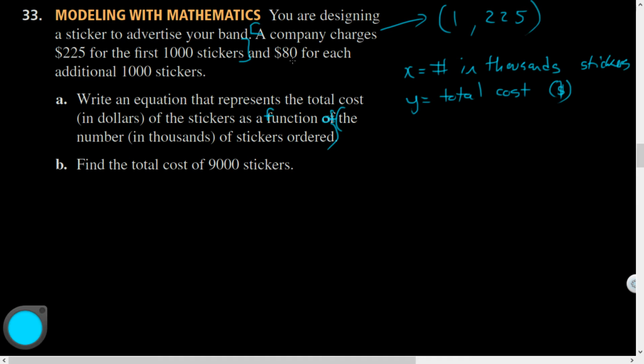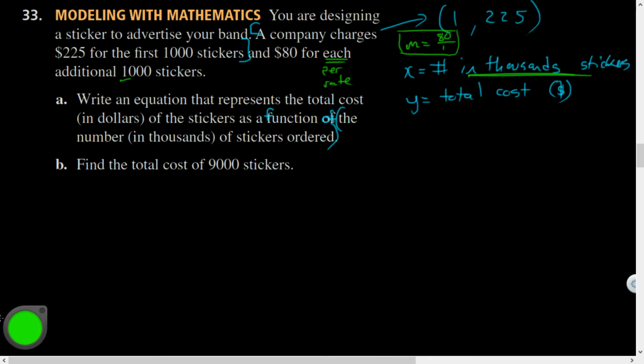And then they gave me another fact. They said they charge $80 for each additional 1,000 stickers. Each, that's like per, right? That's a rate. That sounds like they're giving me slope. And so my slope here is $80 per 1,000. But my x's, my runs, are measured in thousands, so instead of writing 80 over 1,000, that's the same as 80 over 1. You guys agree? You see how I got that? So I could write that as 80 over 1, or just m equals 80.